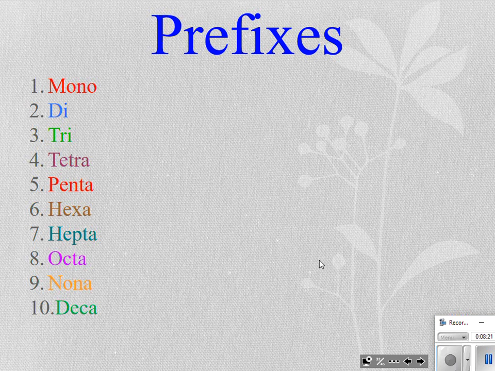Okay, mono is 1. Di is a prefix for 2. Tri is 3. Tetra is 4. Penta is 5. Hexa is 6. Hepta is 7. Octa is 8. Nona is 9. Deca is 10. So those are all of your prefixes that we will be using when we will be naming binary molecular compounds.